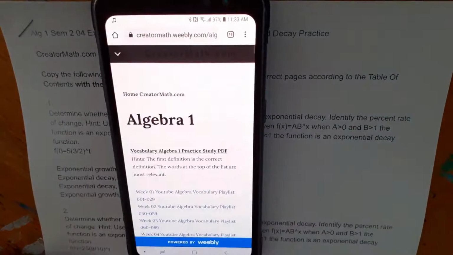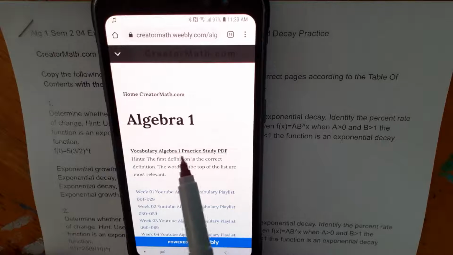We have to go to the tab of the course we're in, or the video we're making in this case. Here you will find all the notes, the problem sets, the videos on how to do the problem sets, as well as the page numbers where everything belongs in your composition book, and the list of vocabulary for the entire school year.